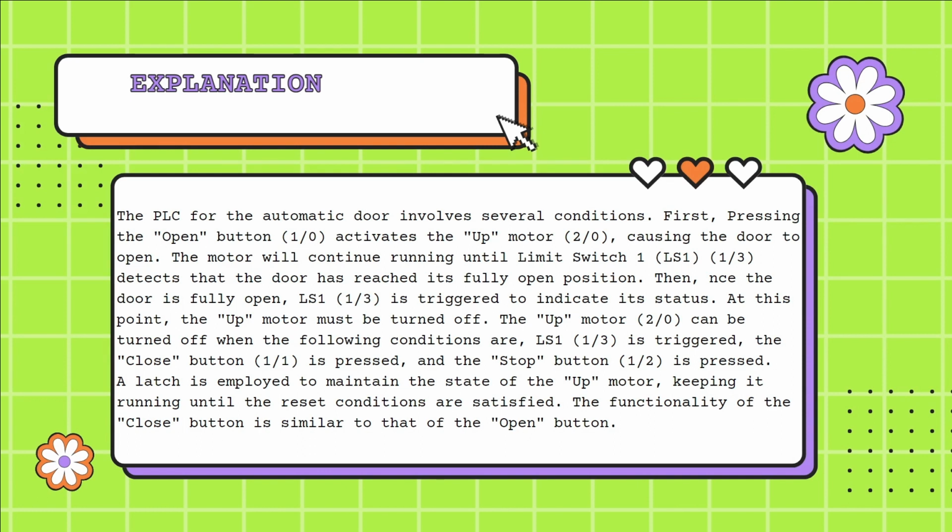The up motor can be turned off when the following conditions are met: LS1 is triggered, the close button is pressed, and the stop button is pressed. A latch is employed to maintain the state of the up motor, keeping it running until the reset conditions are satisfied. The functionality of the close button is similar to that of the open button.